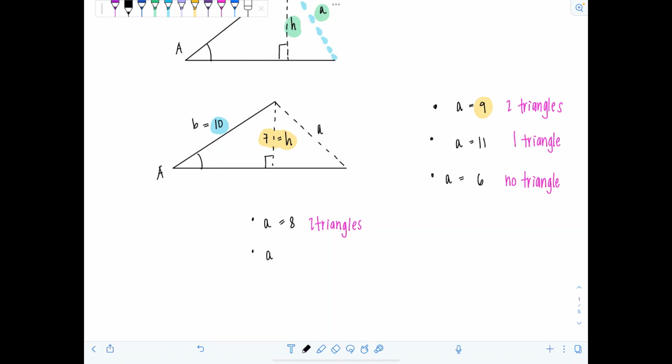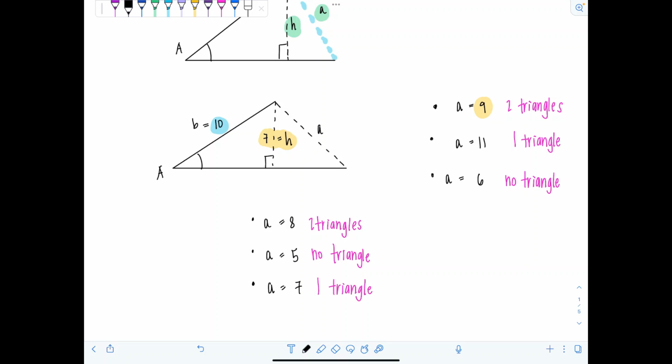What if A is equal to 5? What do you think? No triangle. Why? Because it's too short to close the third side. It's less than the height, no triangle. What if A is equal to 7? What if A is exactly equal to the height? That's okay. You'll have one triangle, but only one.